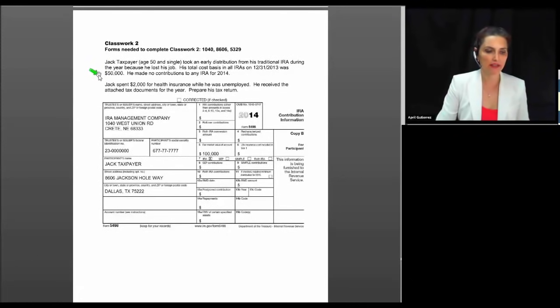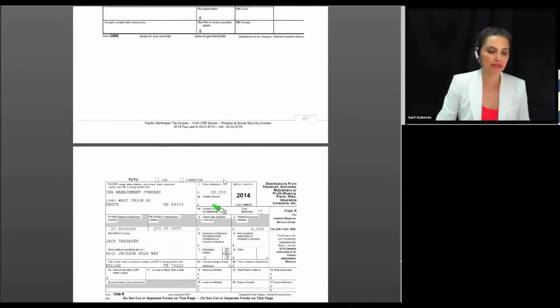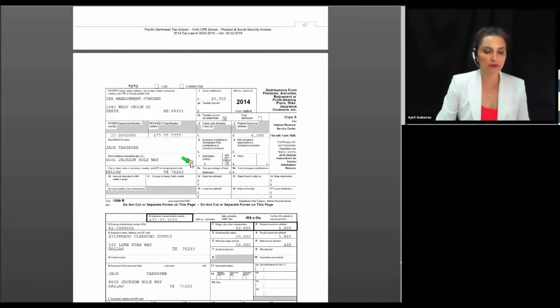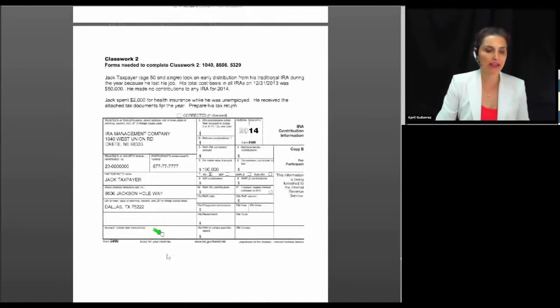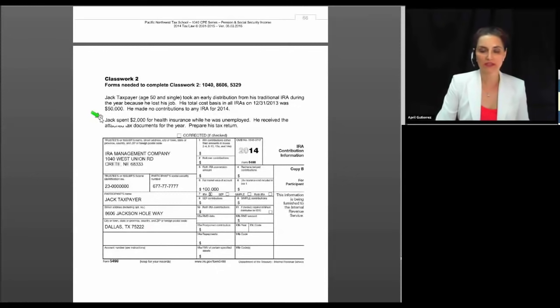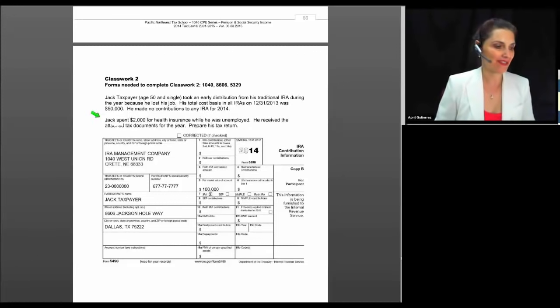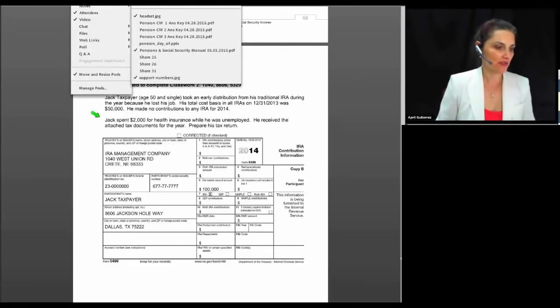So again, we have a taxpayer age 50. He's taken an early distribution from an IRA in which he has a basis of $50,000, but you can see that this particular 1099-R form shows that of the $20,000 distributed, it's all coming from an IRA. And if we look up here, the fact that he spent $2,000 on health insurance while he was unemployed, we can conclude that he could be eligible for an exception to the additional tax because he spent the money on health insurance while he was unemployed, and more importantly, he spent it from his IRA distribution, not from a 401k distribution. So I've got the answer key for you. I'm going to load that up.